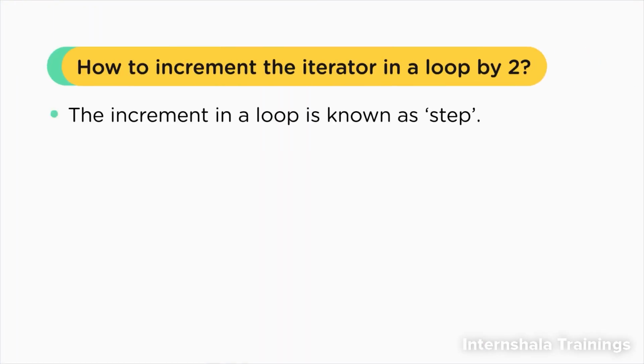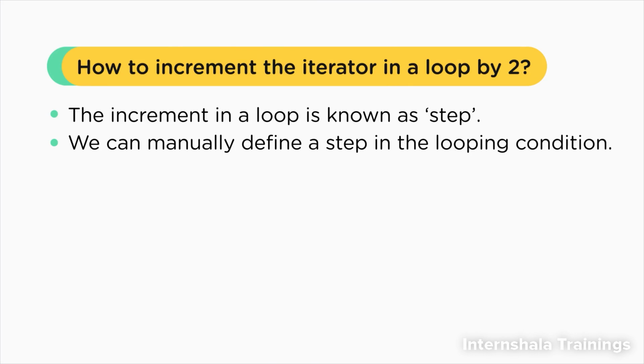So, the increment in a loop is known as a step in Kotlin. By default, this step is set to 1. But if we want to change the value of step for a program, we can manually define it. So let's open our IDE and define a step in the for loop.